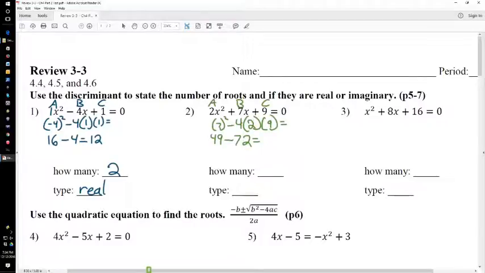Which equals, if you pull out your calculator, you'll figure that out. That's negative 23. All right? So again, we have a number that's not 0, so we're going to get 2. Whenever you have anything other than 0, you're going to have 2 roots. But since it's negative, these are going to be imaginary.